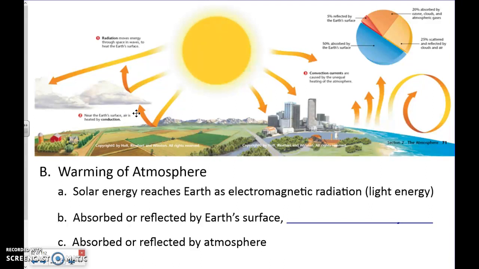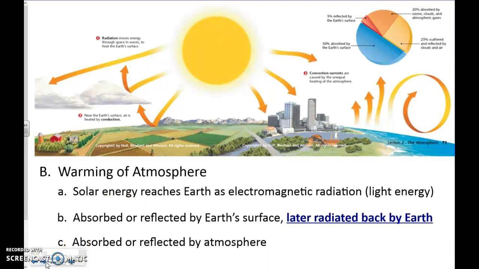The atmosphere itself gets warmed. Solar energy again reaches it. It absorbs some of the light, but some of it is radiated back by Earth, where it's hot, releasing the energy. The rest of it could be absorbed or reflected by the atmosphere. So you have all those happening in the atmosphere at one time. How the atmosphere reacts to these changes in temperature is actually what causes both our weather and our climate.